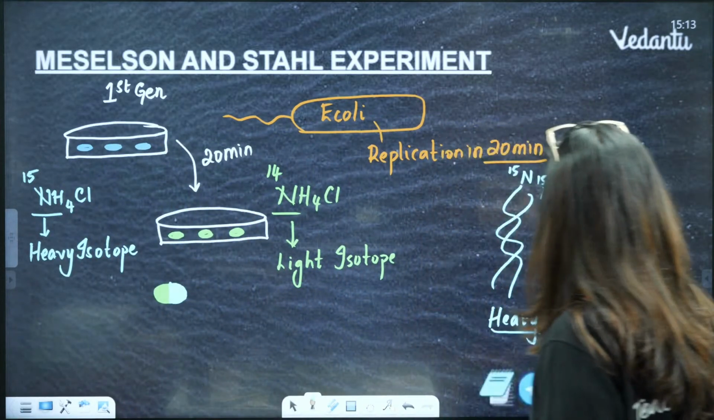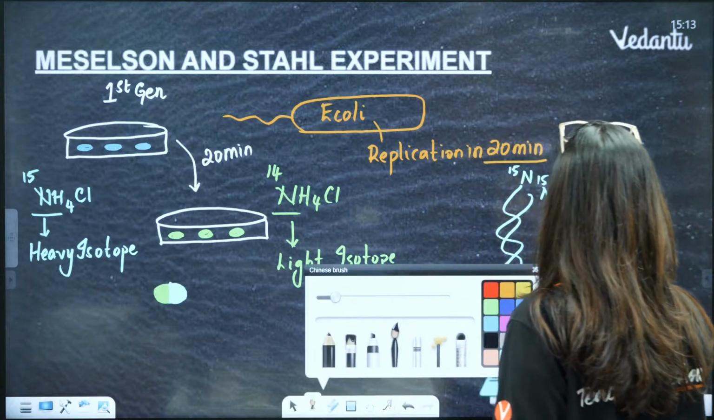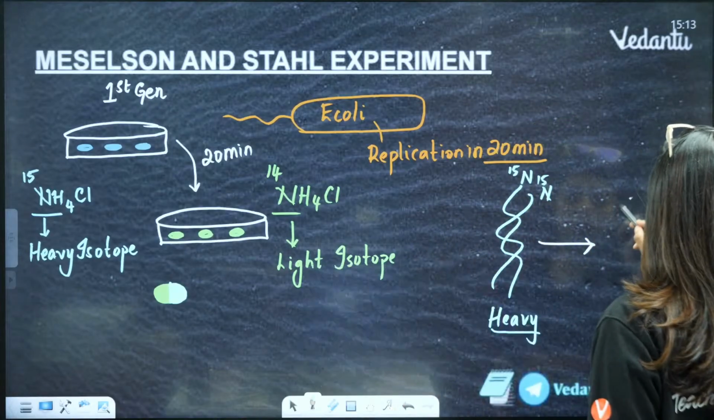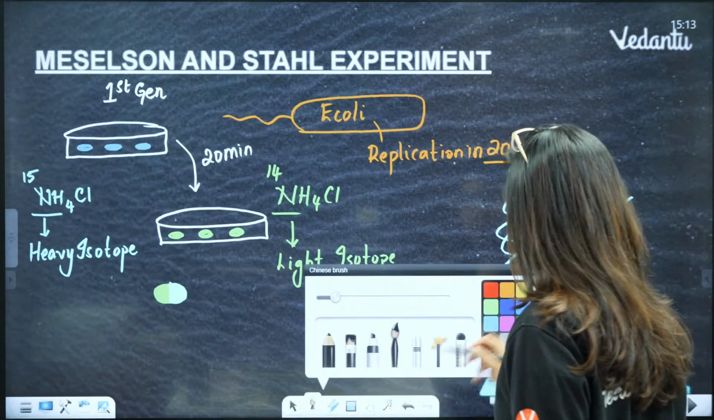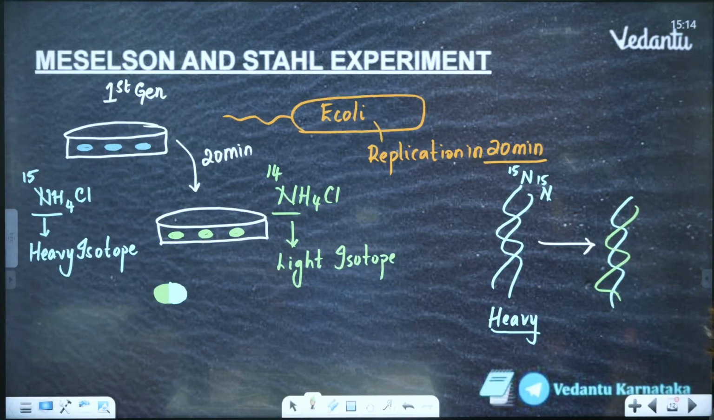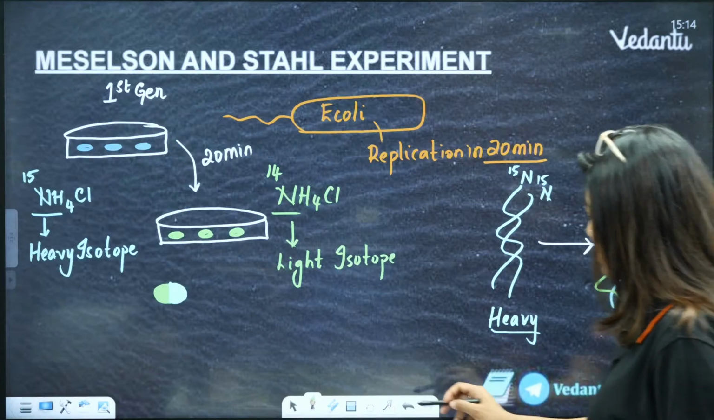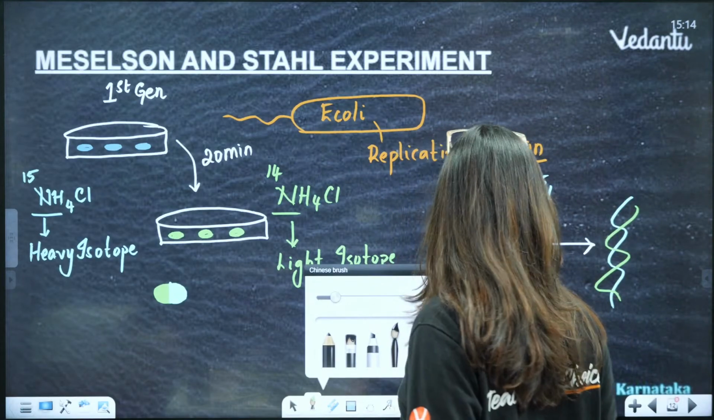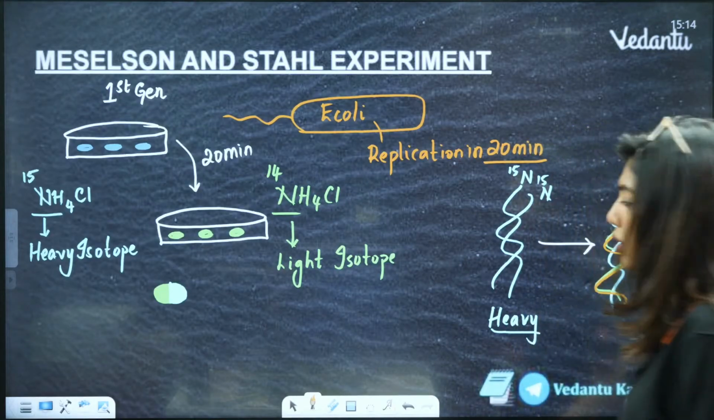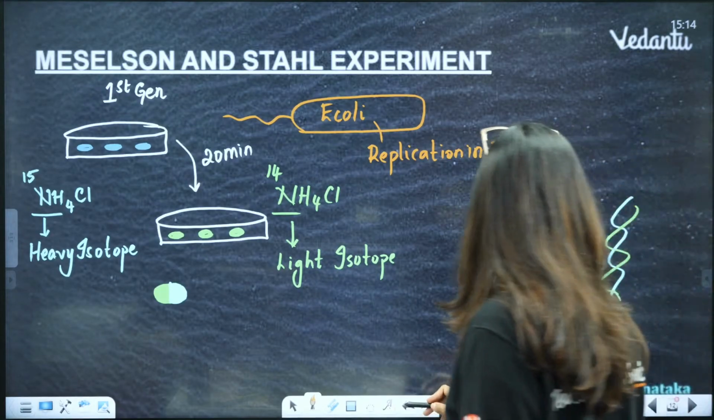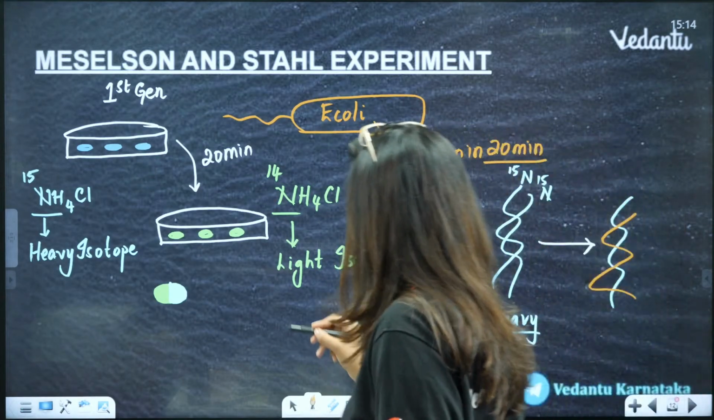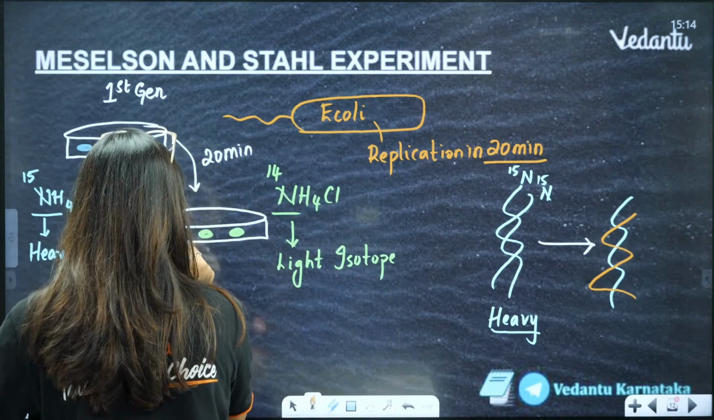So here, what am I going to get in the next generation? I am going to get one light and one heavy, and one light. Correct? I am going to get a hybrid. I am not able to differentiate the colors well. Just give me a minute. If I use orange, students, let me see. Orange is better, no? Okay, wait. I'll do it in orange, okay? So, light is going to be in orange.